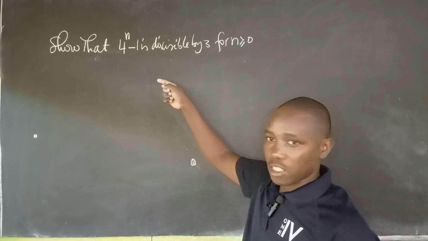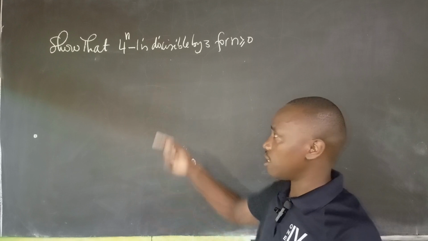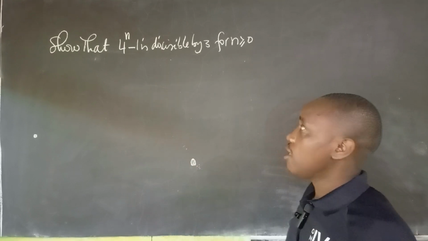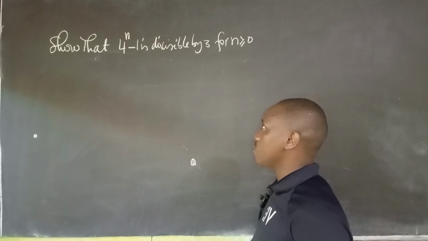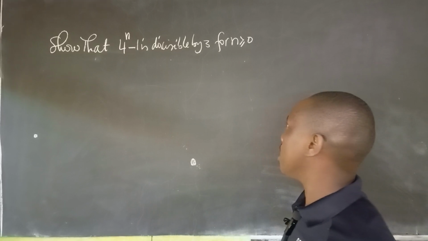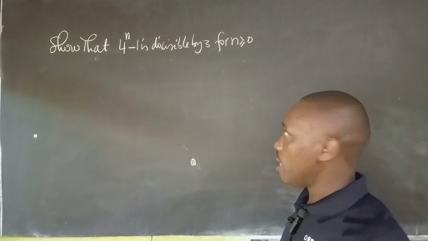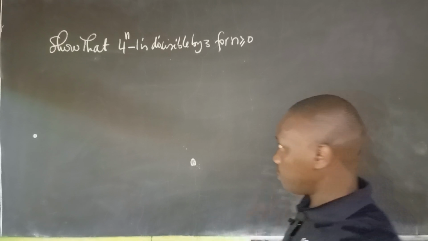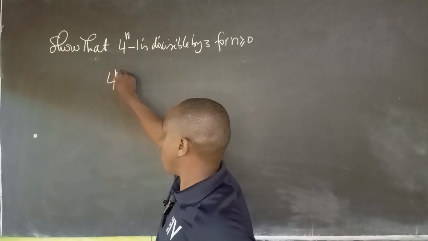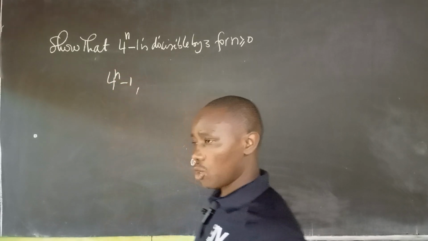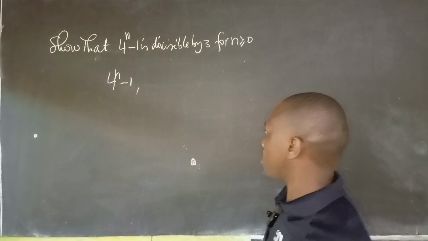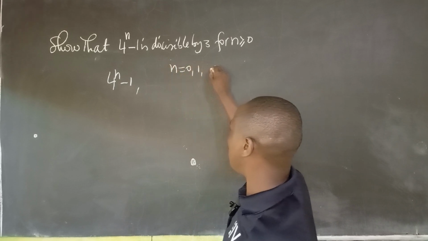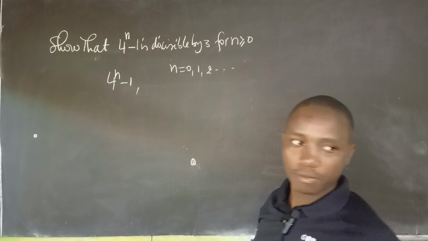We have a question about mathematical induction, that is, show that 4 power n minus 1 is divisible by 3 for n a positive number. We have 4 power n minus 1. Because n is positive, n can be 0, 1, 2, and so on.